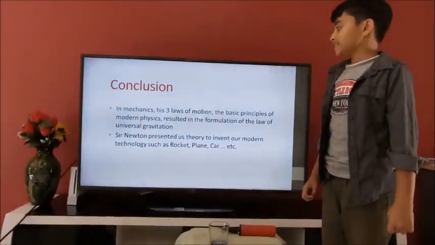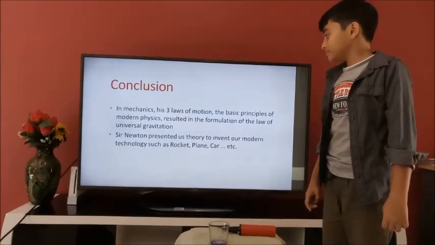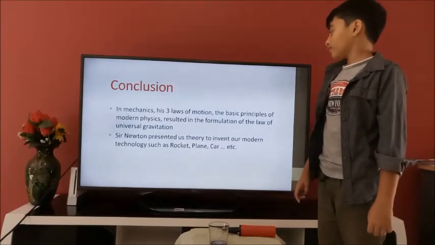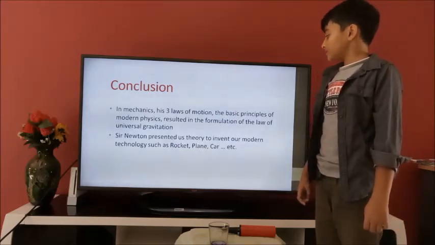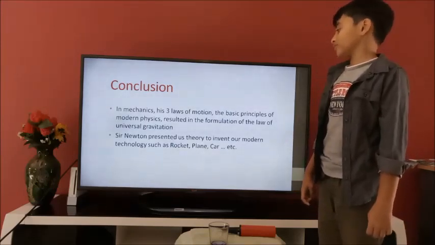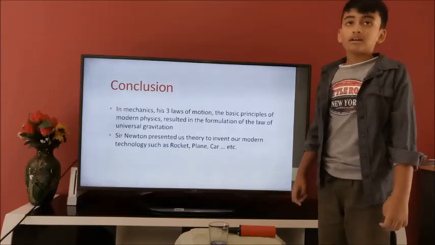Conclusion. In mechanics, these three laws of motion, the basic principles of modern physics, resulted in the formulation of the law of universal gravitation. Sir Newton presented a theory to invent our modern technologies such as rocket, plane, car, etc.